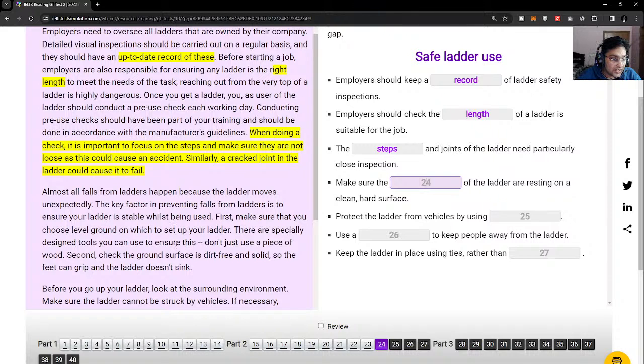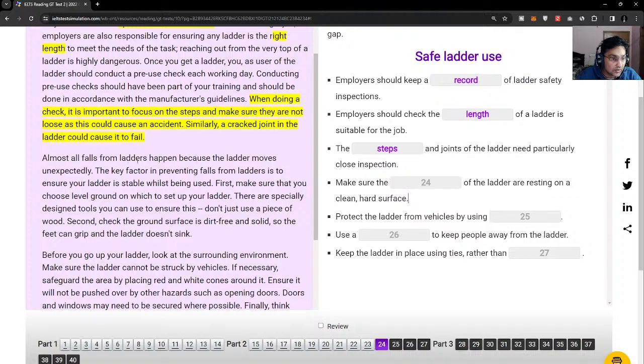They are specifically designed tools. Don't use just a piece of wood. Preventing falls is to ensure the ladder is stable. Set up on dirt-free ground so the feet can grip and the ladder doesn't sink. Make sure the feet of the ladder are resting on a clean, hard surface.